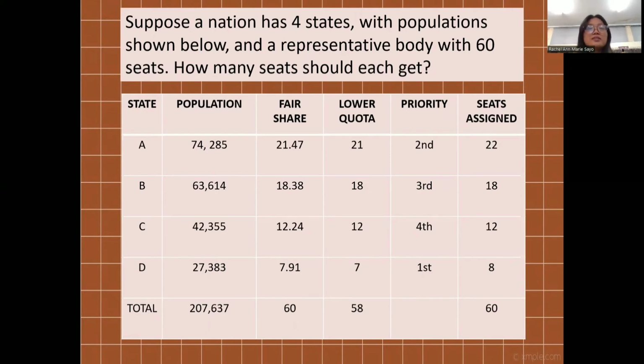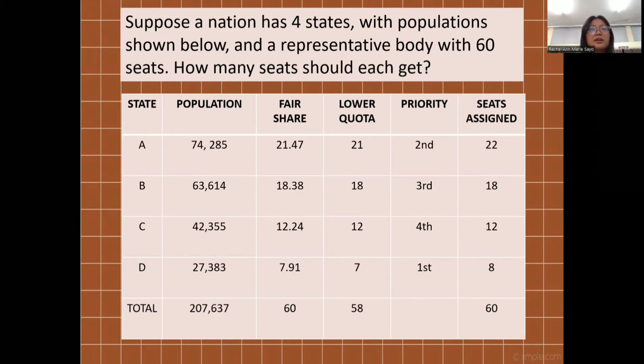So we have here the 4 states represented by state A, B, C, and D. In population, state A has a population of 74,285, 63,614 for state B, 42,355 for state C, and 27,383 for state D, for a total of 207,637 in population.